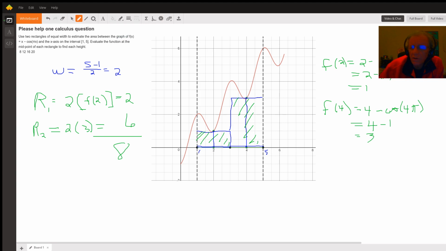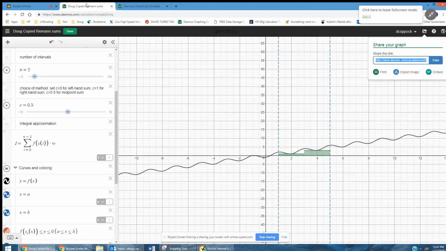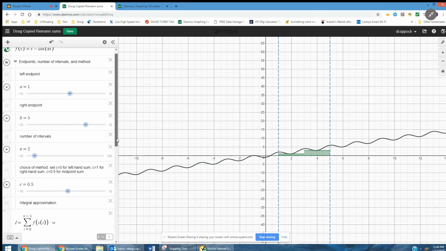Now I'm going to share my screen and go to Desmos and show you that there's a Desmos graph where you can actually do this and change the number of rectangles and the endpoints if you want. You can see I've defined the function here as x minus the cosine of pi x. And I said the left endpoint is 1. The right endpoint is 5. The number of subintervals is 2. And I'm using 0.5 to say that we're going to use the midpoint of each rectangle to calculate the height.